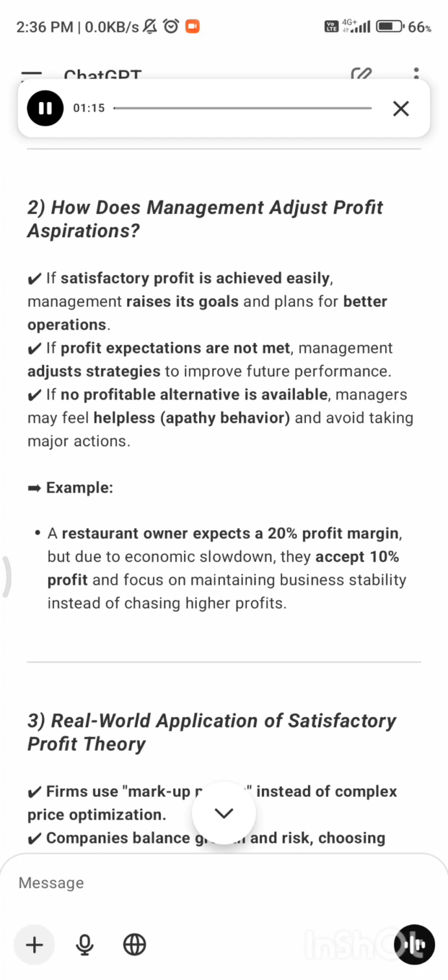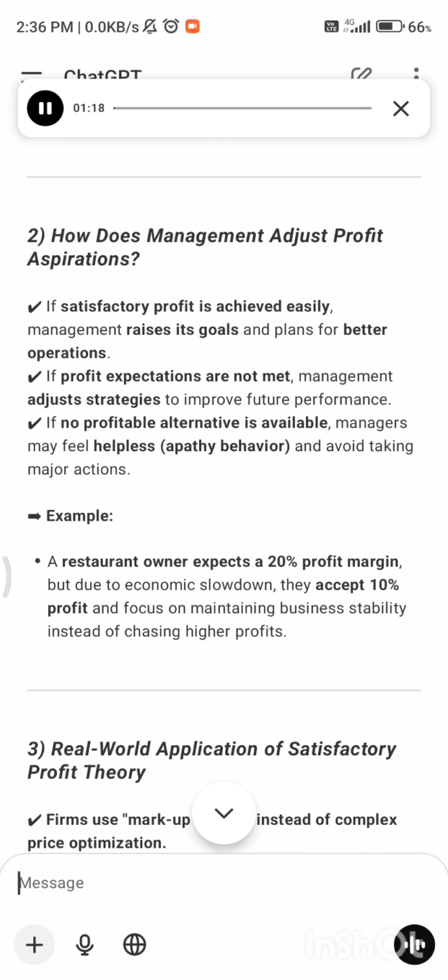2. How does management adjust profit aspirations? If satisfactory profit is achieved easily, management raises its goals and plans for better operations. If profit expectations are not met, management adjusts strategies to improve future performance. If no profitable alternative is available, managers may feel helpless, show apathy, and avoid taking major actions. Example: a restaurant owner expects a 20% profit margin, but due to economic slowdown, they accept 10% profit and focus on maintaining business stability instead of chasing higher profits.